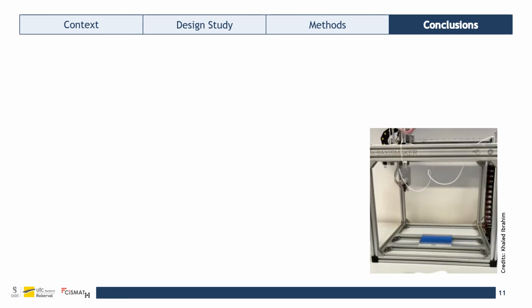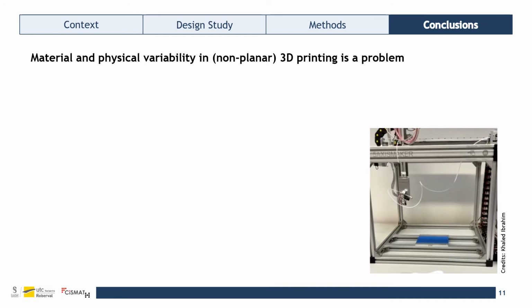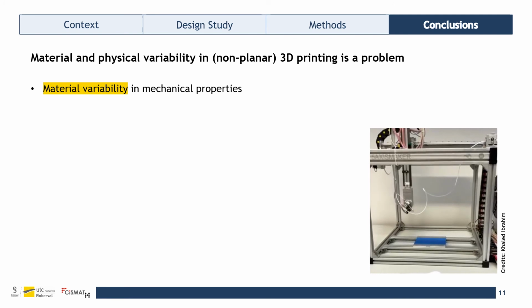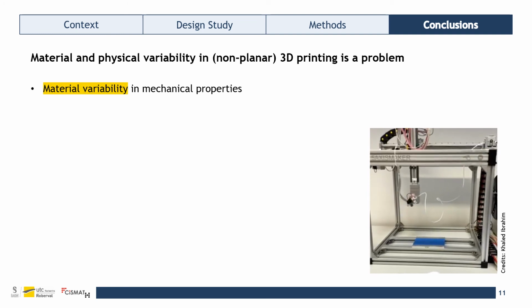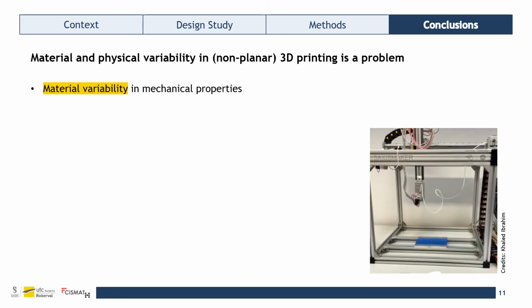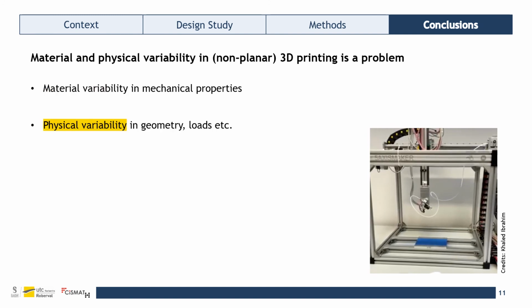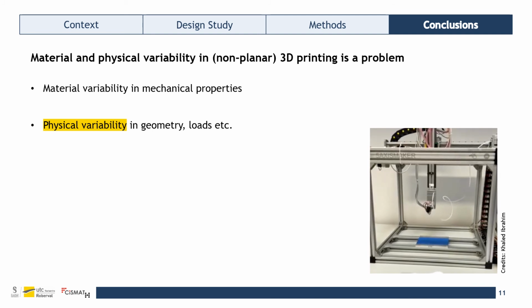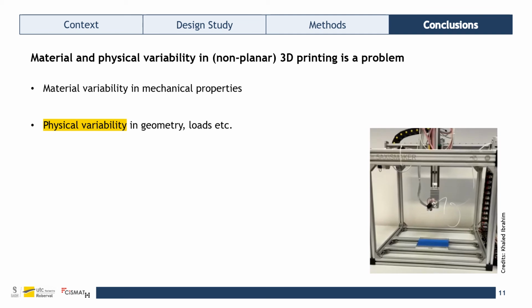Physical and material variability is a problem in 3D printing. Material variability exists in mechanical properties such as the Young's modulus, tensile or compression strength, or the strain at break. These can be caused by inconsistencies of the filament material or the 3D printing process itself. Also, physical variability exists. This may be variability in the magnitude or direction of loads, or in the geometry, such as the cross-sectional area or the location of the knots. And variability in geometry can increase in non-planar 3D printing.